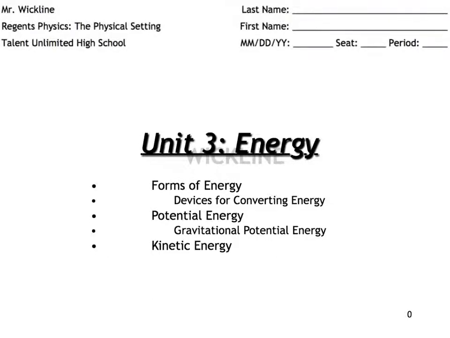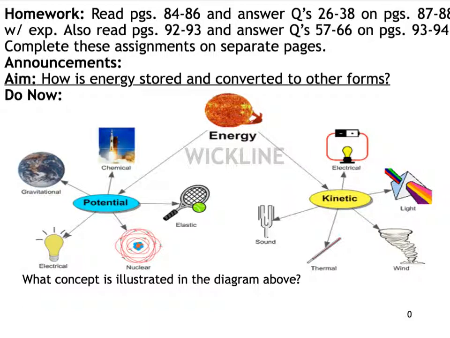Hey guys, we're going to be studying forms of energy in this lesson, and we'll cover potential energy and kinetic energy specifically. We have a bookwork associated with the lesson, you'll find it here. Please just list this heading at the top of your classwork page and write down this aim. How is energy stored and converted to other forms?